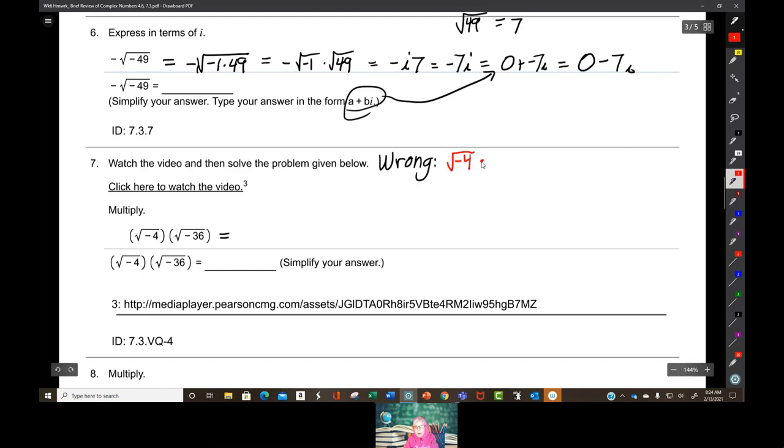The square root of negative 4 times the square root of negative 36. Well, when you have two numbers under a radical and you're multiplying, you can just extend the radical since they're both square roots and say negative 4 times negative 36. And that would be the square root of, well, negative times negative is positive. 4 times 36 is 144. The square root of 144, I happen to know, is 12. So I would have answered 12 if this had been the problem.